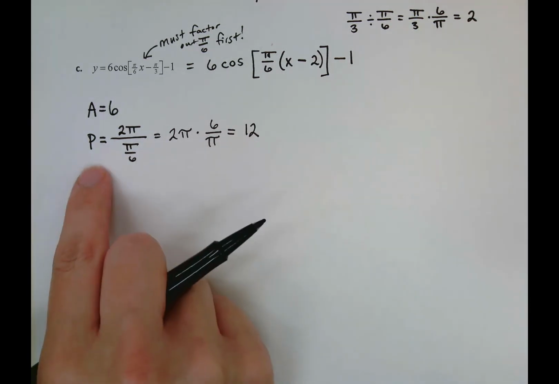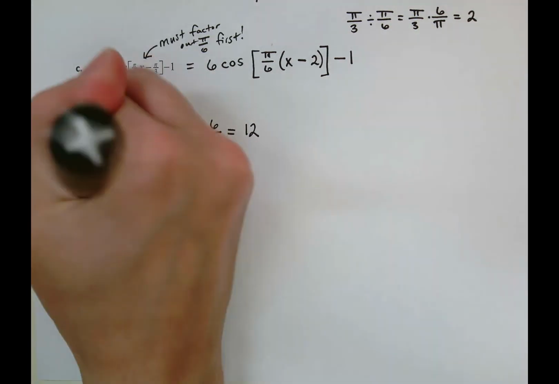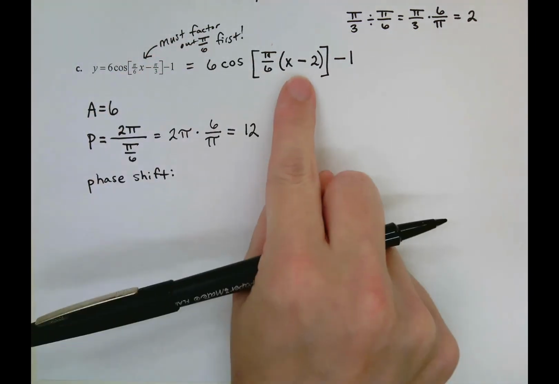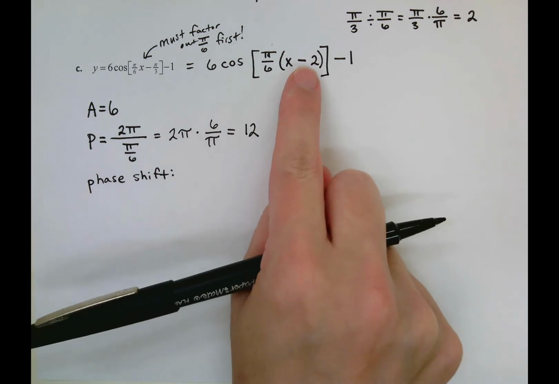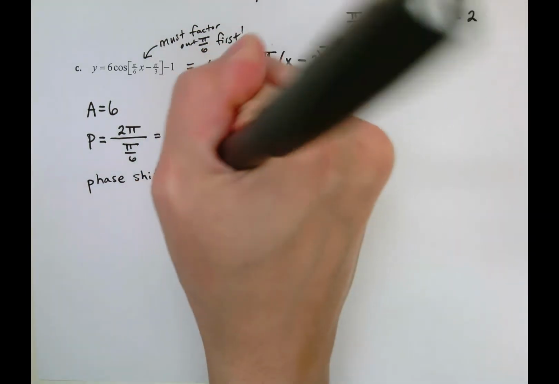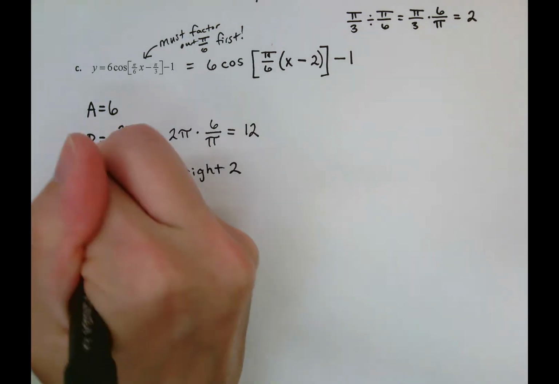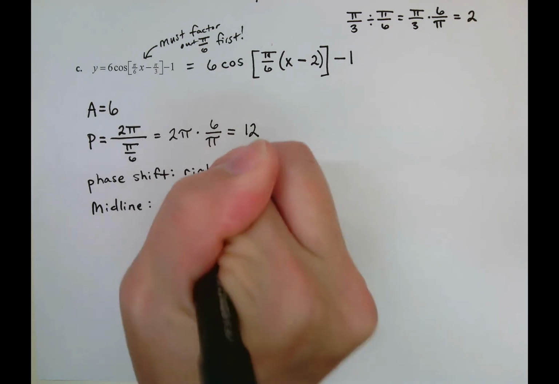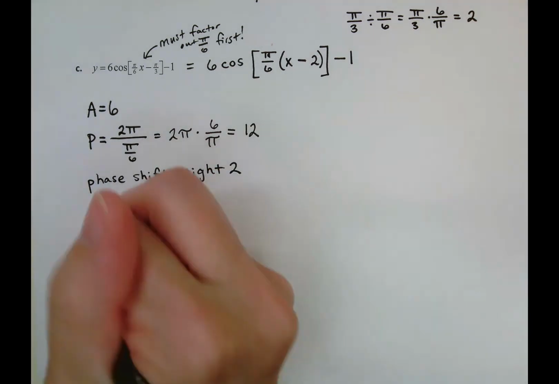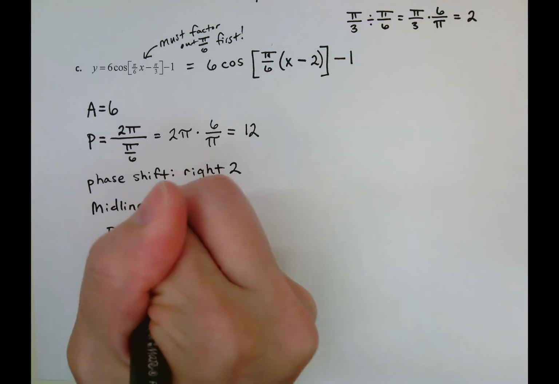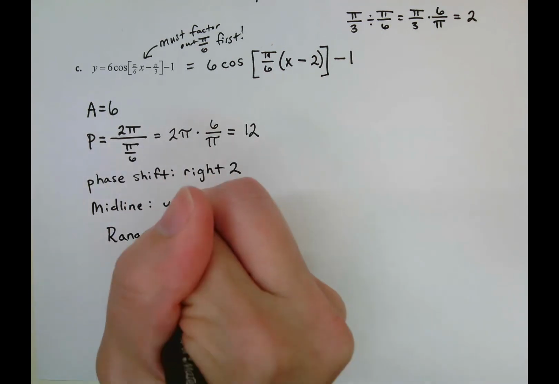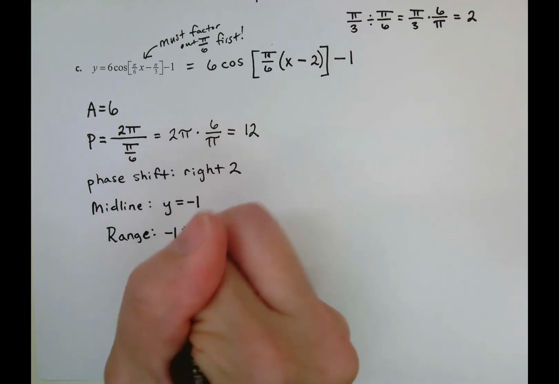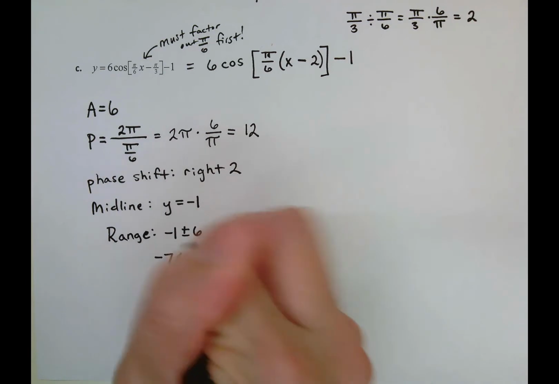Okay, so then if we continue on, we have our phase shift. And again, that is not pi over 3, it's what we get after we factor out that pi over 6. So our phase shift, that's negative, so we're going to move to the right 2 spaces. And then finally we have a midline, which is y equals negative 1. And whenever we have a midline, remember I like to go ahead and write down my range. So my range is the midline plus or minus the amplitude. So my range will be from negative 7 to 5.